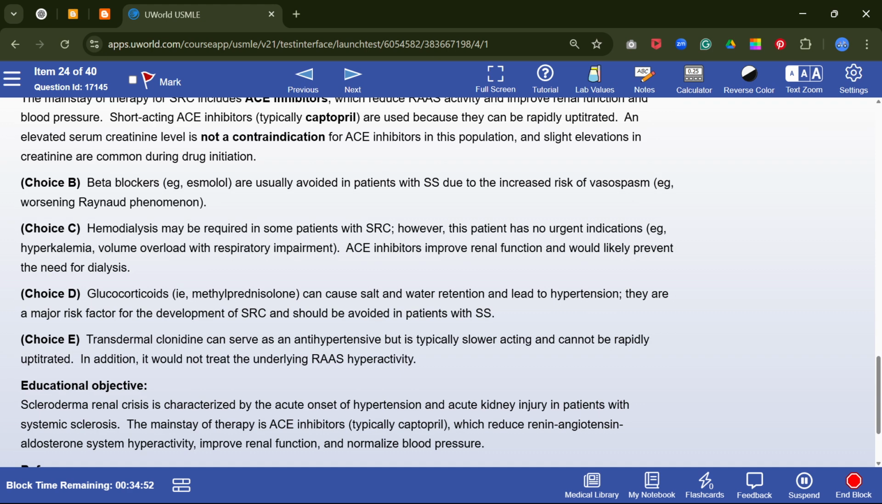Glucocorticoids such as methylprednisolone can cause salt and water retention and lead to hypertension. They are a major risk factor for the development of scleroderma renal crisis and should be avoided in patients with systemic sclerosis. Transdermal clonidine can serve as an antihypertensive, but is typically slower acting and cannot be rapidly up-titrated. In addition, it would not treat the underlying RAS hyperactivity.